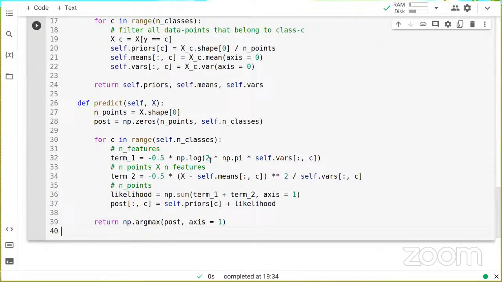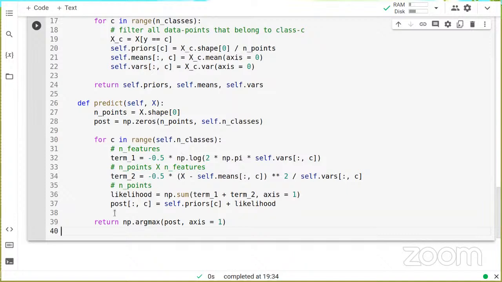Yes, sir. I'm just trying to think that X is of the shape points comma features, and self.mean is of the shape just features. So how will it broadcast? But anyway, I think if you run it, we will know. See the broadcasting rule. I'll tell you why it broadcasts.